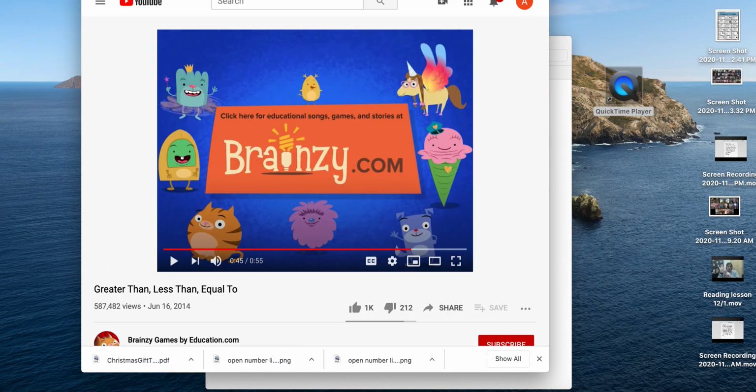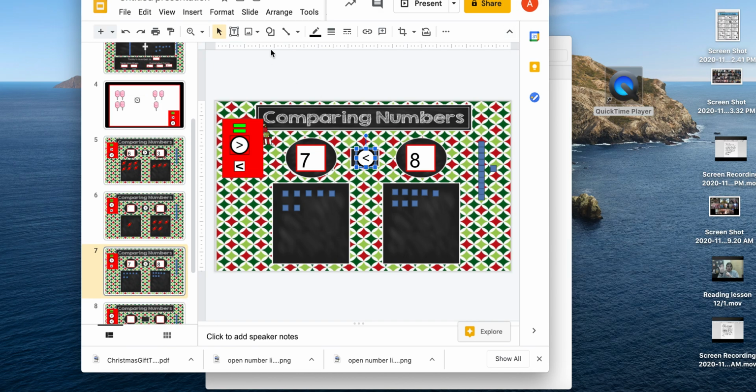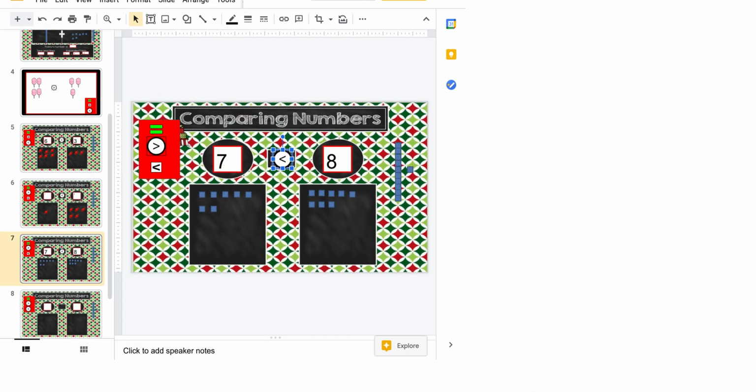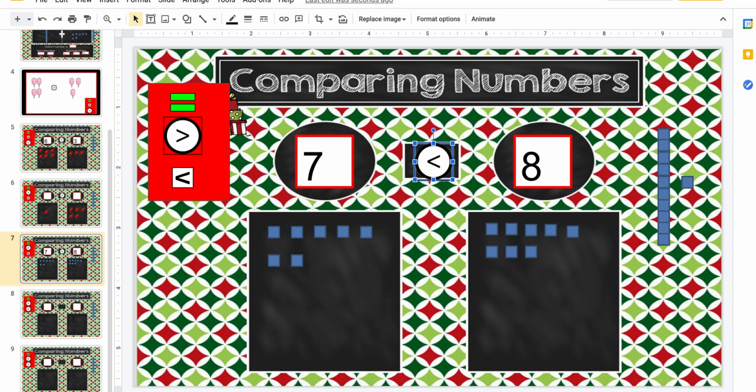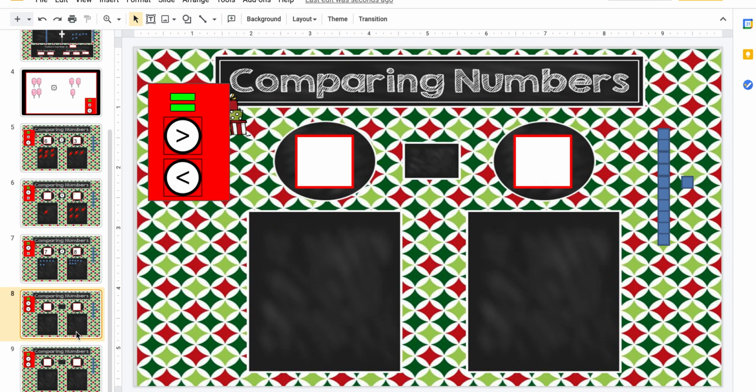So you heard another word in there, equal to. And equal to is exactly what it sounds like. Both sides are equal. They have the same number. So right now, I have 0 and 0, right? So is the same number in both boxes? Yes. So that would be equal.